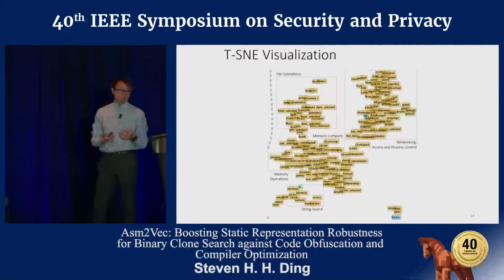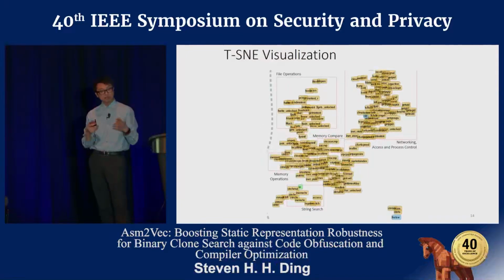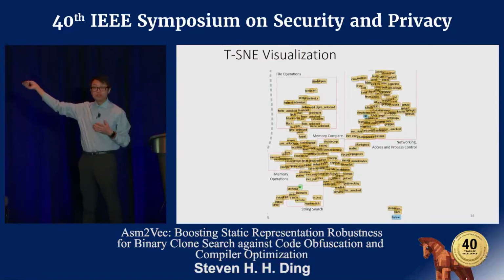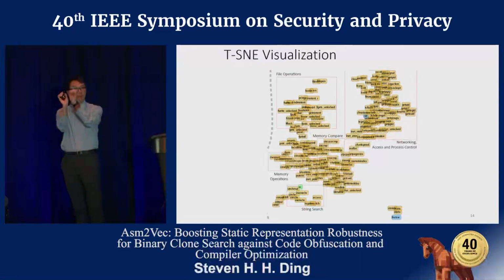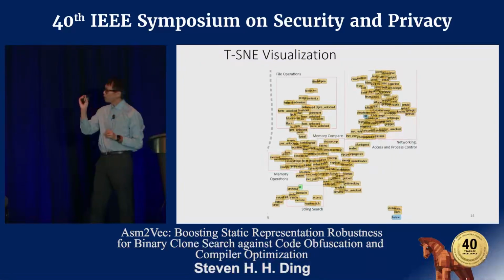And if you look into the function calls, the libc function calls inside the code, we can also find that file operations are grouped together, as well as the networking and access control functions, which are very similar to each other. These are the tokens after the call instruction, right? We also have the memory operations that tend to be grouped together, as well as string search, and all the math related function calls are also grouped together, but that is not shown in this slide.